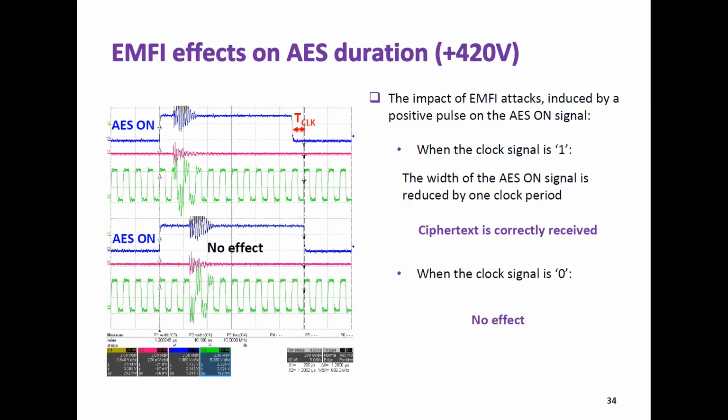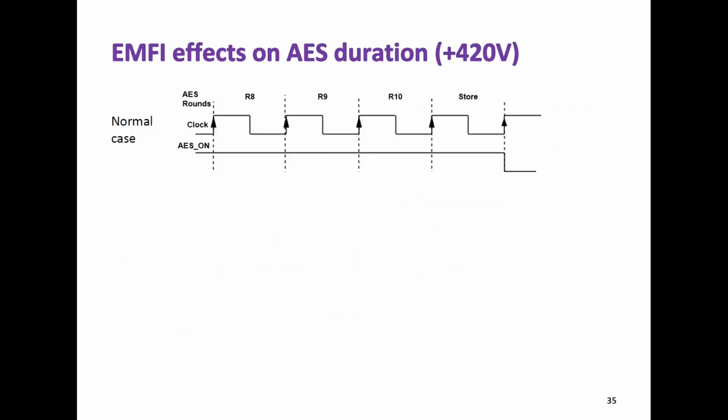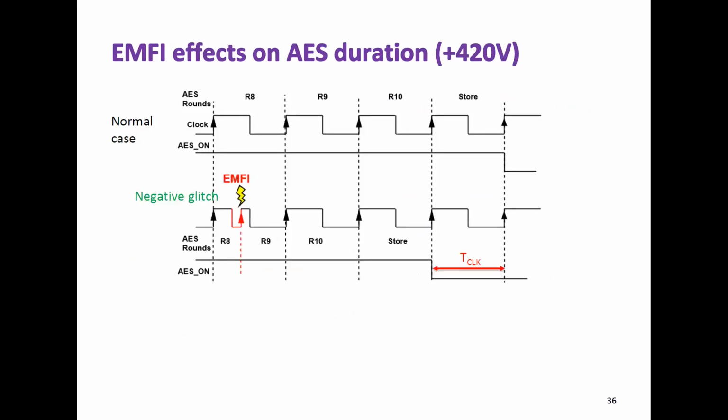Now how can I explain this behavior obtained in our experimental results? If we take a small animation, and take just the last 4 rounds, R8, R9, R10 and store, we mentioned that EMFI can induce a negative glitch. How can it happen? There are 2 rounds under attack for the same duration of 1 clock period. In normal behavior we do two rounds at the same time, R8 and R9. That explains why all the AES calculations are done and performed, and why we reduce the AES duration by 1 clock period.